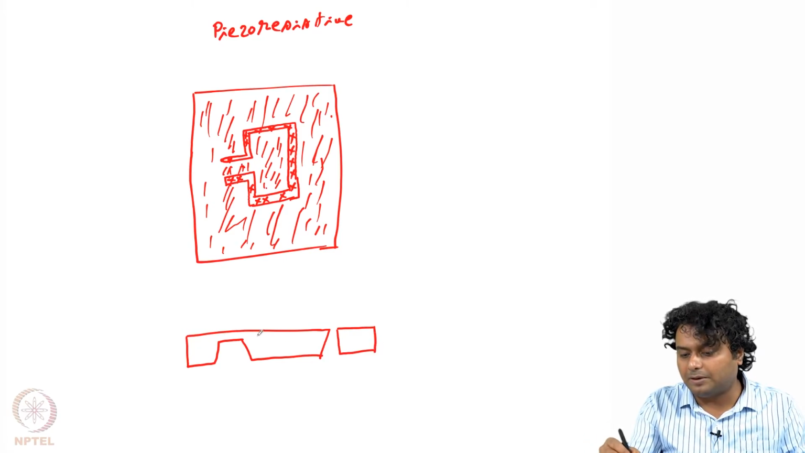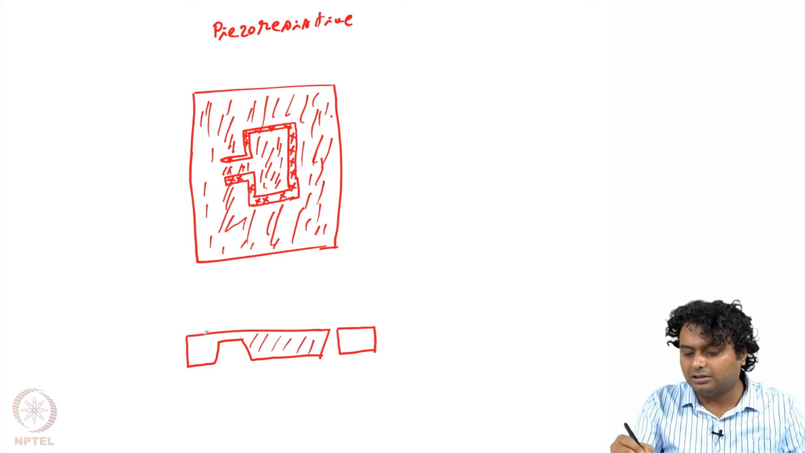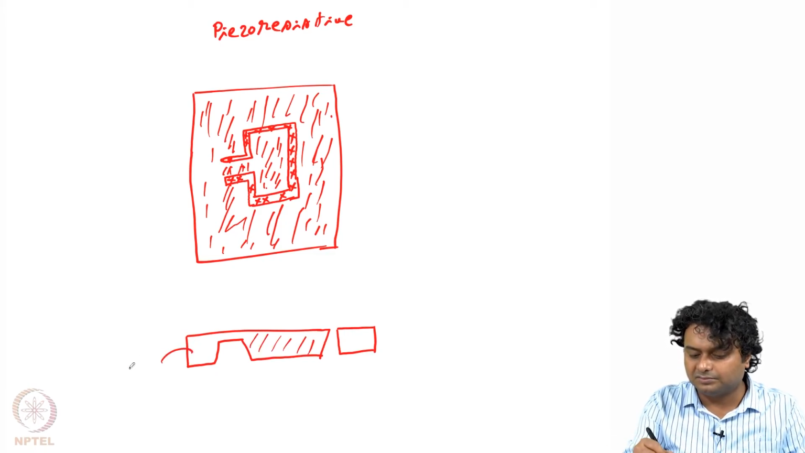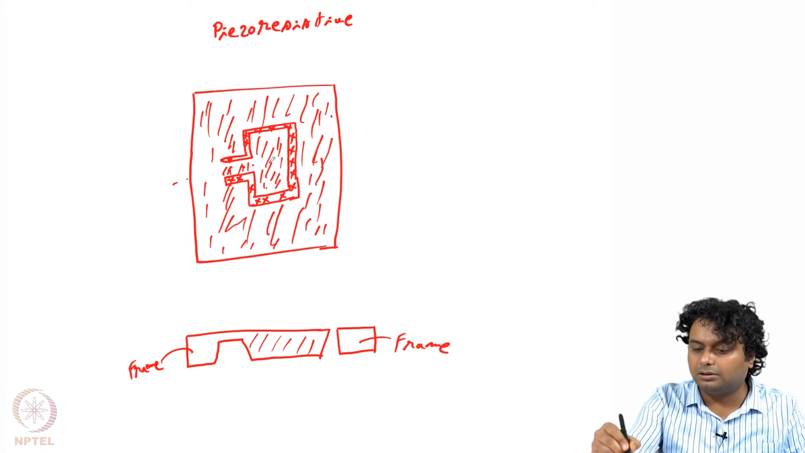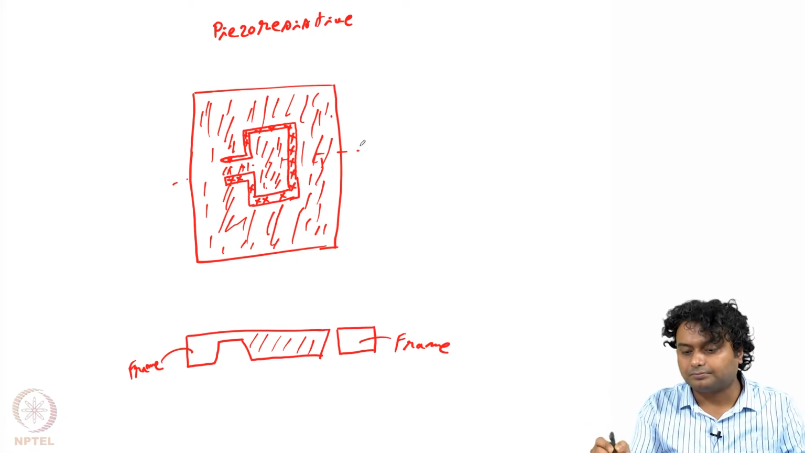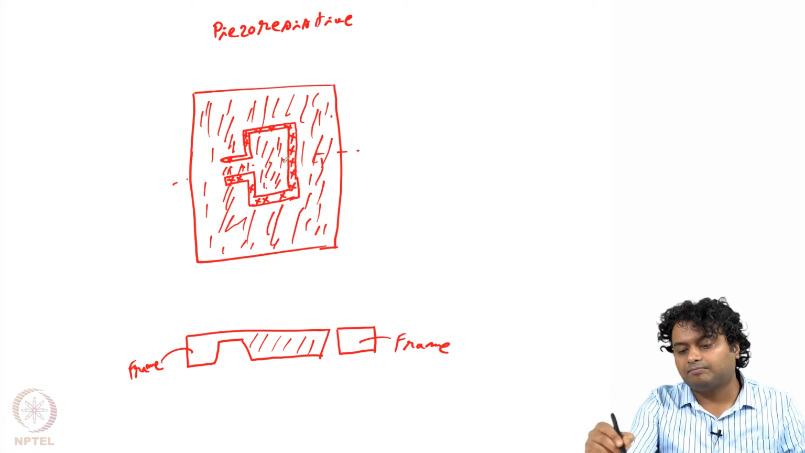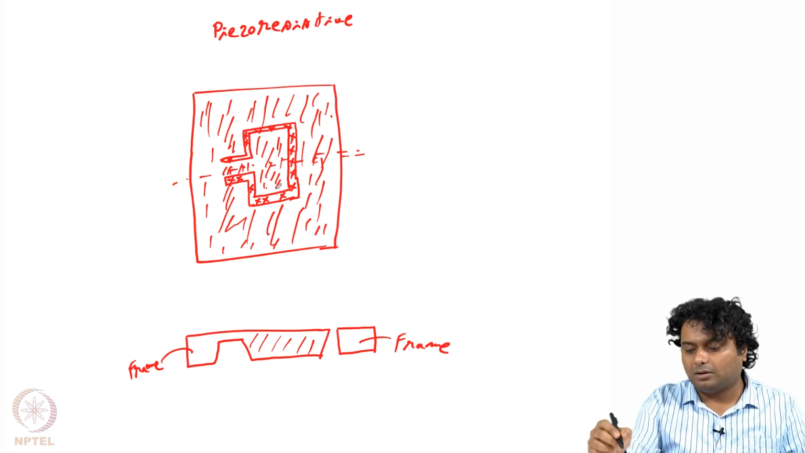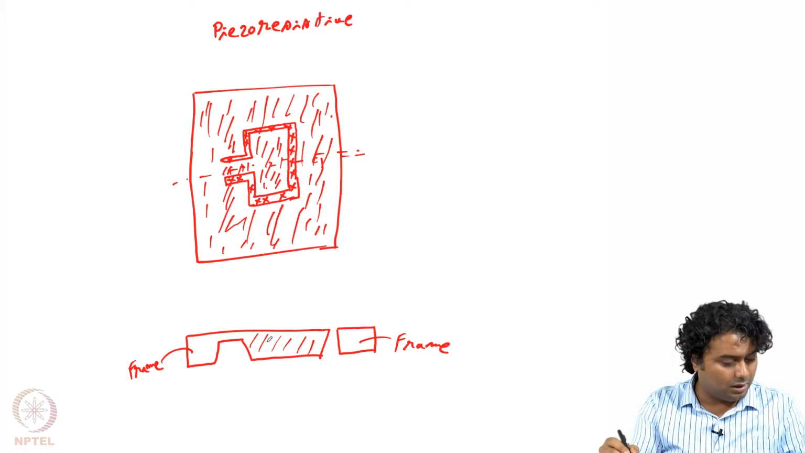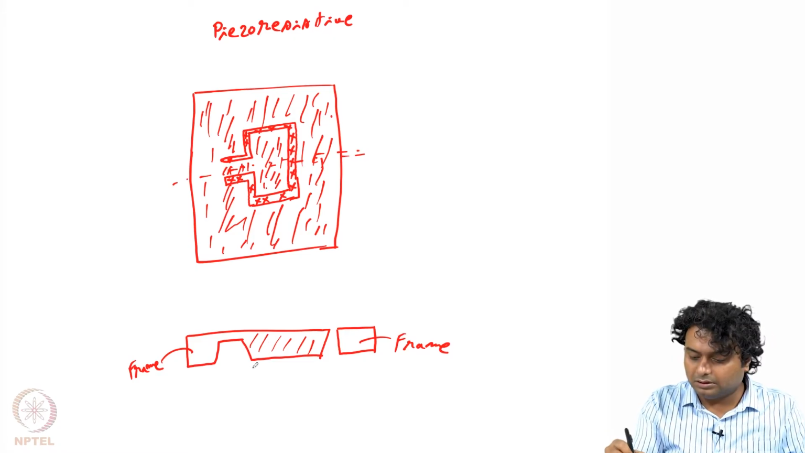So this is the flapping part, actually this is the flapping part that is moving, and this is the frame. Both of these are part of the frame, taking the cross section in this direction. So we have this. This is the frame, and in between that is what is called the seismic mass.